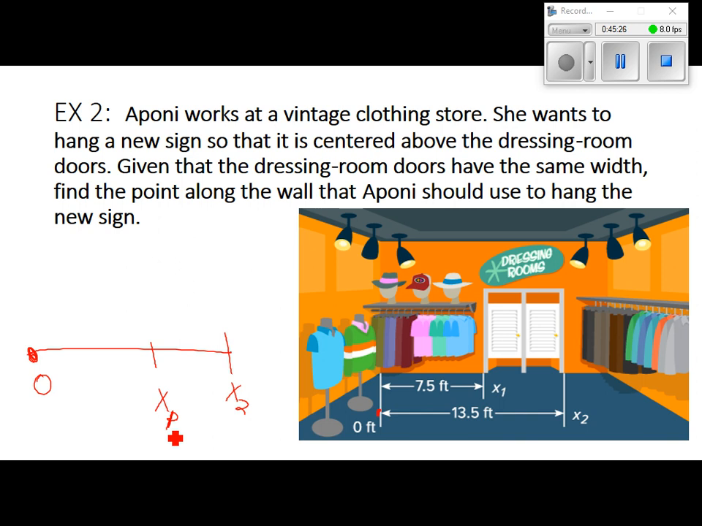Could we just figure this out without using the formula? Probably so. But let's use the formula. Actually, I'll tell you what, let's not use the formula right away. Let's just figure it out.